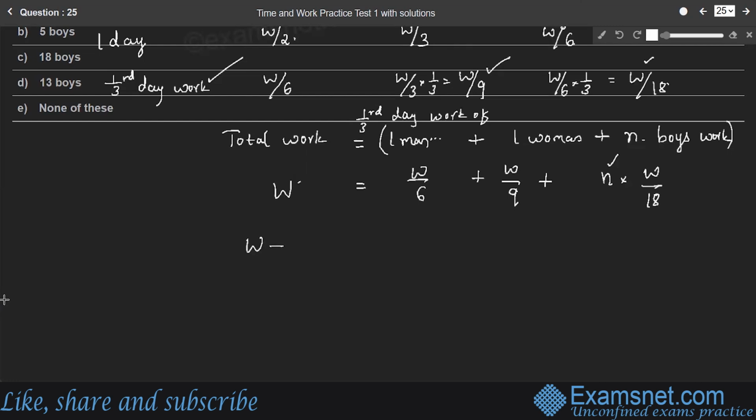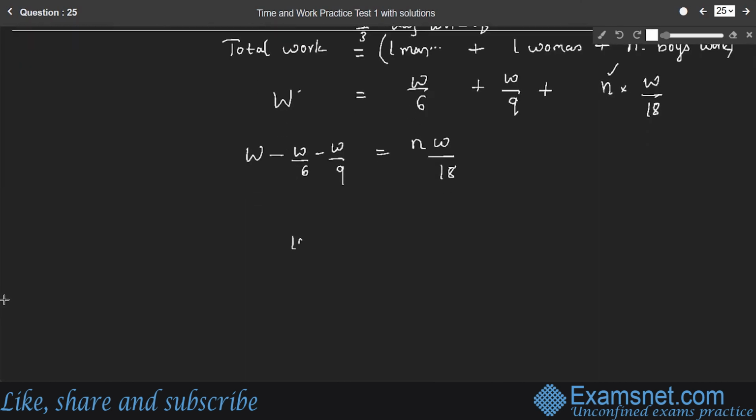So here, W minus W by 6 minus W by 9 is nW by 18. Simplify it. Since the LCM is 18, the numerator becomes 18W minus 6 into 3, hence the numerator becomes 3W. 9 into 2 is 18, so it becomes 2W is equal to nW by 18. So 18 and 18 will get cancelled.